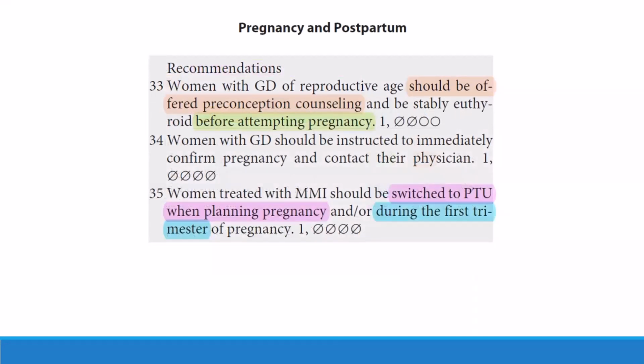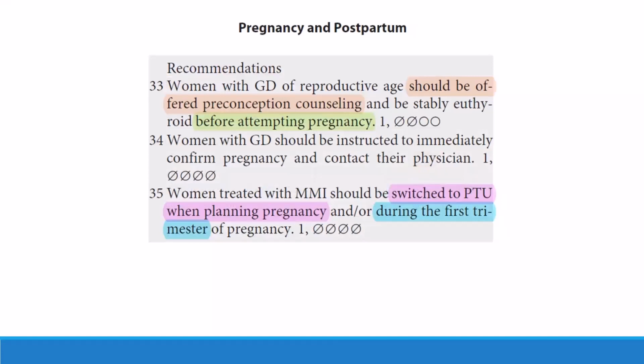What about pregnancy and postpartum? This is very important. Women with Graves' disease of reproductive age should be offered preconception counseling and be rendered euthyroid before attempting to become pregnant.